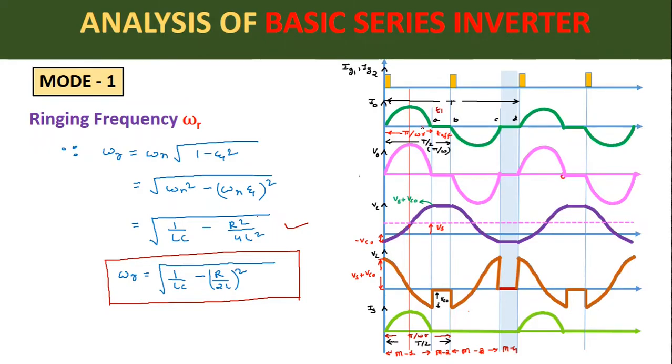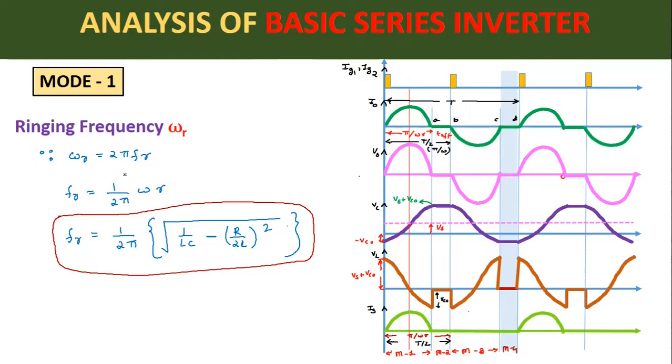So from 0 to T1, the load current is following this curve type of waveform. In this, the time period will be taken as pi by omega r, and this omega r is called the ringing frequency. So during this time period from 0 to T1, only ringing frequency is occurring. Now we know that omega r can be written as 2 pi Fr, where Fr is the ringing frequency.